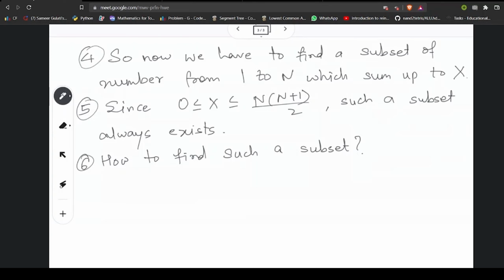So there is no particular subset which we can't remove from n into n plus 1 by 2. That is why for all of the numbers from 0 to n into n plus 1 by 2, it is satisfiable using a particular subset.